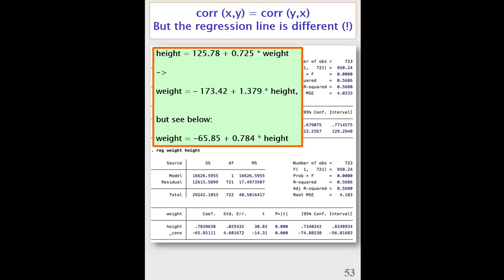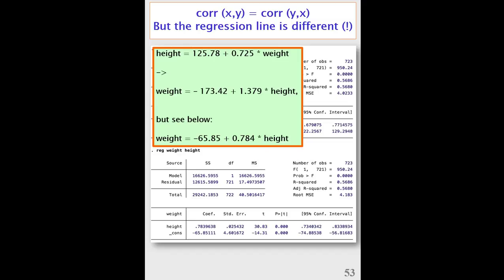There. So this is the regression line that I find in the top table. Height equals 126 plus 0.73 times weight. If I rewrite this simply with weight to the left, then I get weight equals minus 173.42 plus 1.4 times height. This is just rewriting what I found here. Apparently that's the best fitting line.